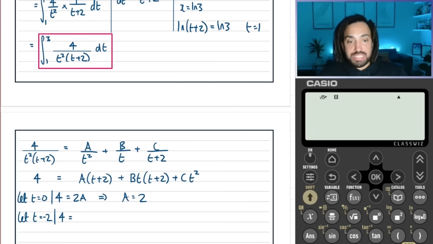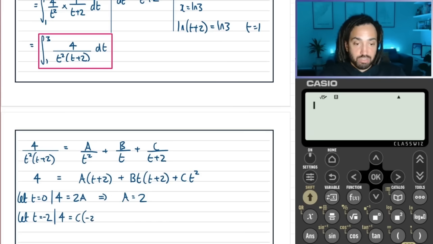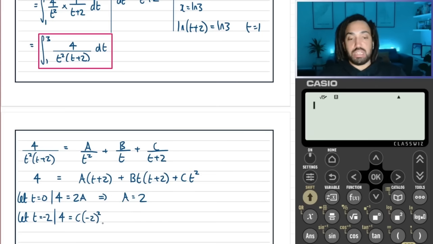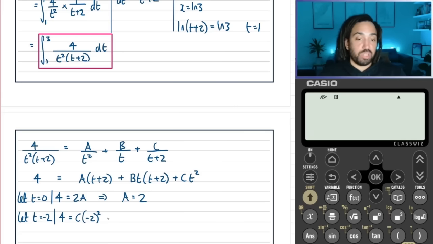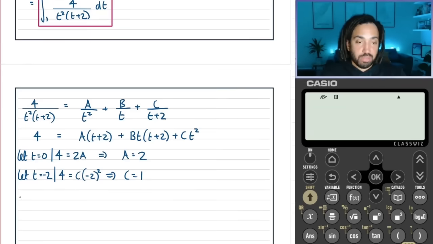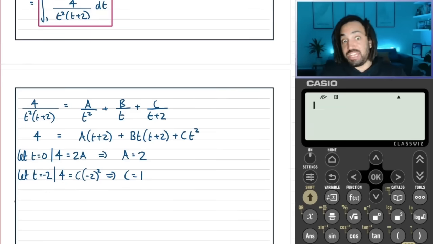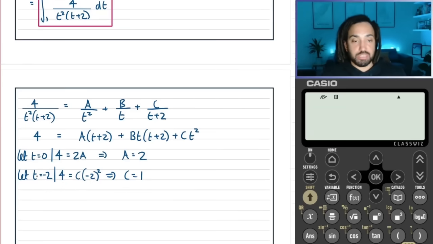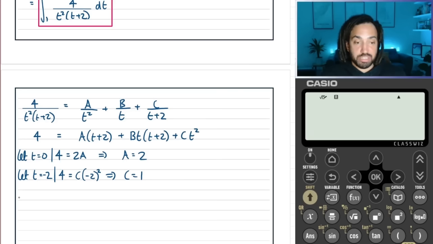And when t is minus 2, that cancels, but the last term remains, and we get c lots of minus 2 squared. Minus 2 squared is 4, so 4 equals 4c, so c is equal to 1. Okay, and then to find the final letter, you could just sub in any number at all. We've already subbed in t as 0, which is the easiest number to sub in, so let's just sub in t equals 1.